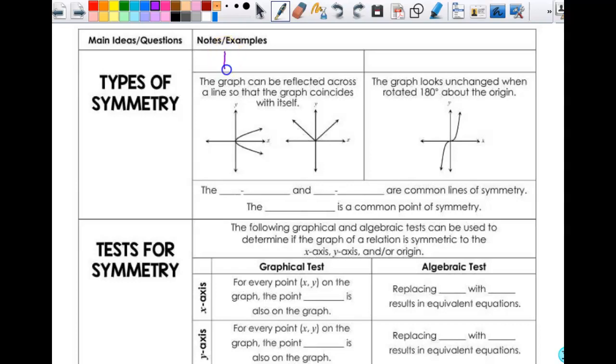The first one is line symmetry. It can also be called reflection symmetry. Either way, this says the graph can be reflected across a line so that the graph coincides with itself. Now, when you first talked about line symmetry in elementary school, you may have talked about it as folding the paper. Like if I fold it here, it folds on top of itself. But it's not really a folding, it's a reflecting. So this whole graph here, if I reflect it in the x-axis, it's going to just basically lay back down exactly where it was. All right, so there's your line symmetry.